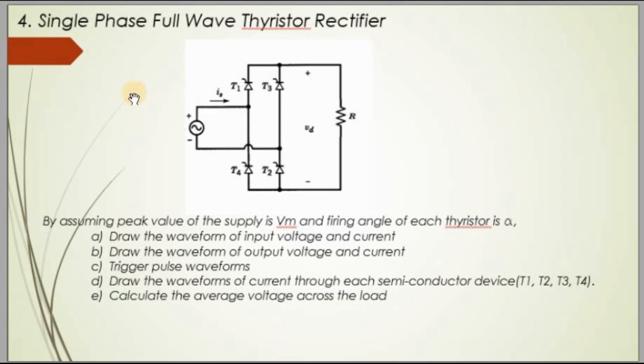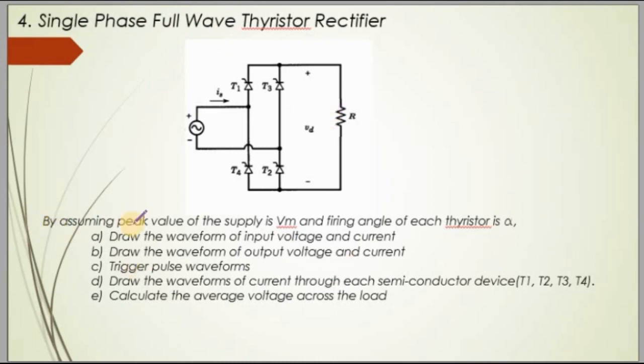Hello everyone, today we will do the single phase full wave thyristor rectifier. Full wave means you convert the positive half cycle and negative half cycle in the rectification process. So here we use thyristors to do the rectification. You can say this is a single phase full wave thyristor rectifier or single phase full wave controlled rectification as well.